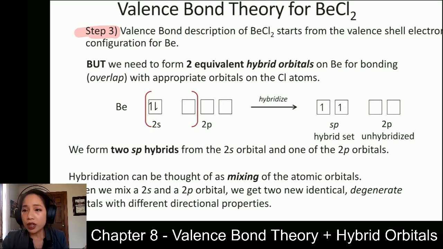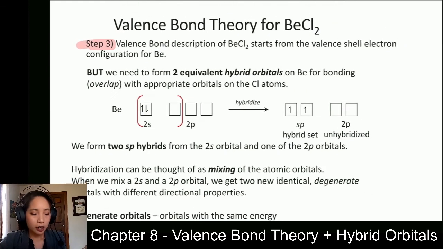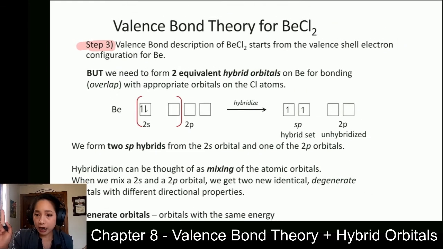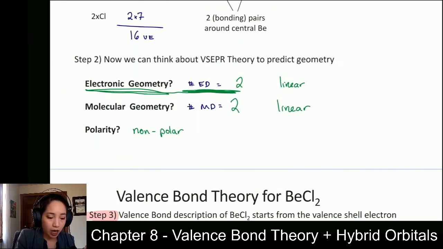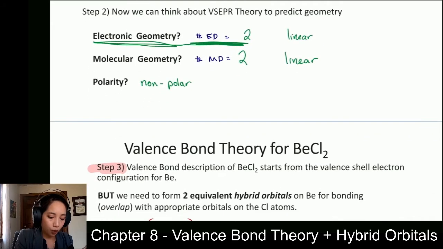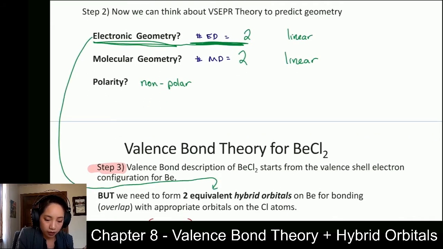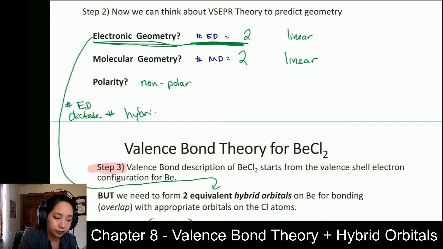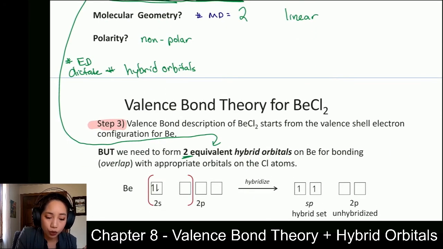So to do that, we are going to form two equivalent hybrid orbitals that puts an unpaired electron in each of those hybrid orbitals. What is a hybrid orbital? Hybrid orbitals are orbitals that come out of combining atomic orbitals. All right, so what we're going to do is take the number of electron domains that we got in step 2, and that number, the number of electron domains, dictates the number of hybrid orbitals we need. So because there are two electron domains, we need to make two hybrid orbitals.